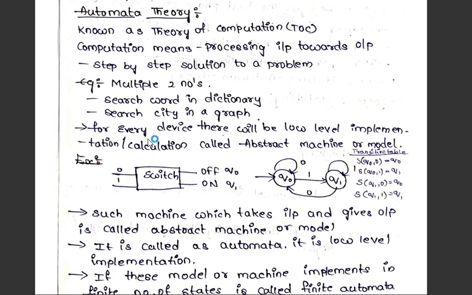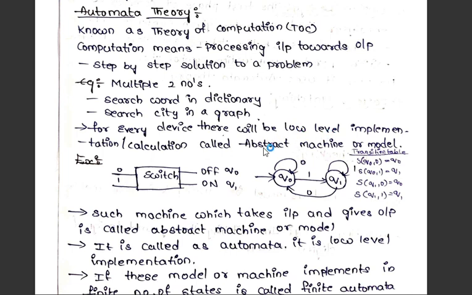Okay. Now for every device, there will be a low level implementation, which we can say is the calculation, called an abstract machine or model. Any device will have some calculation or some low level implementation. Yes or no? Which we saw in these real time examples. So that is known as abstract machines.